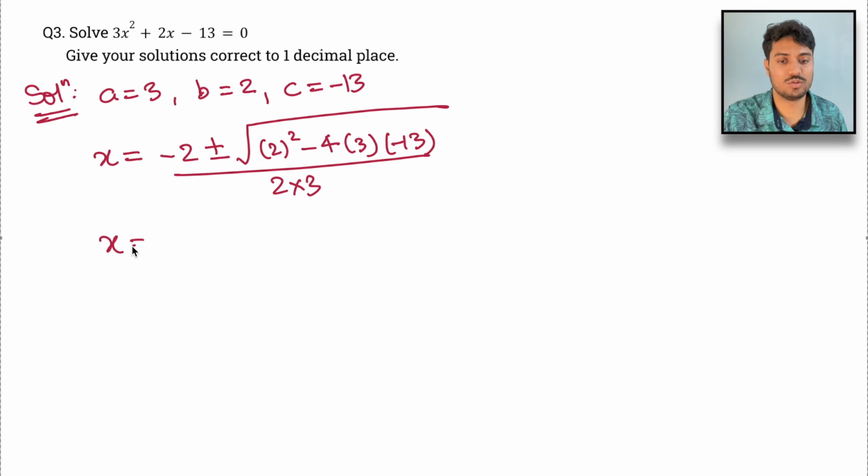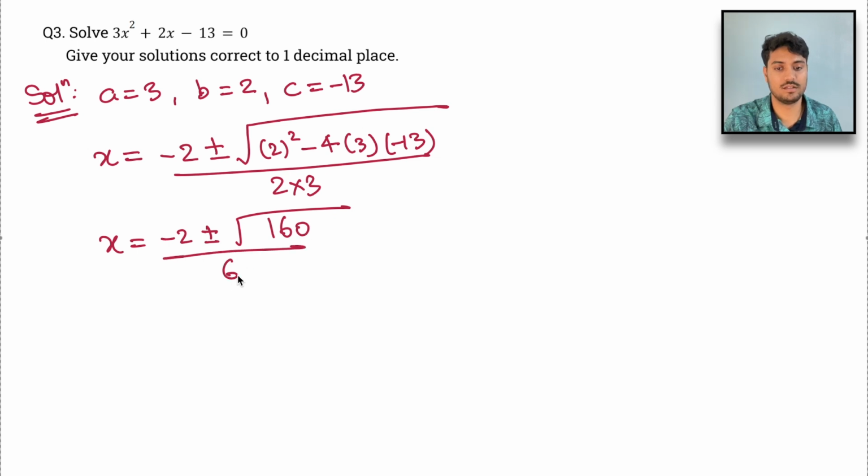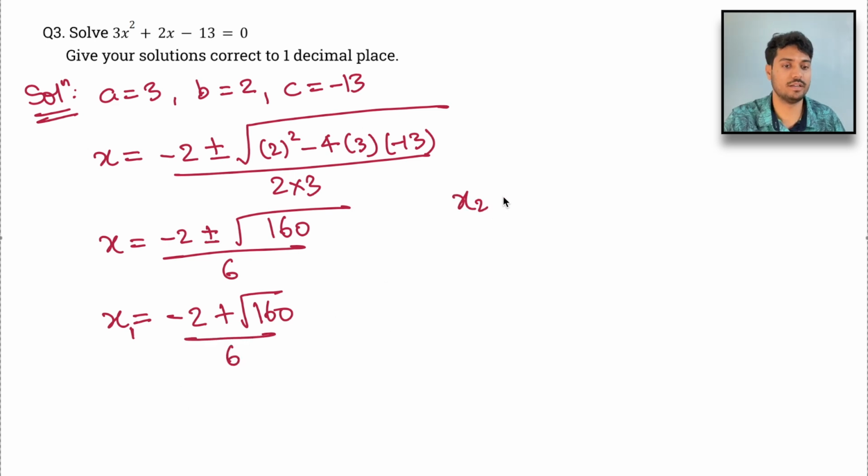So let's check the value, minus 2 plus minus, this is going to be 2 square. Now minus 4 into minus 13 is going to be positive 52, and then positive 52 into 3, and add with 2 square, that's 4, so we are getting 160 divided by 6. So x1 will be minus 2 plus root 160 by 6, and x2 will be minus 2 minus root 160 by 6.